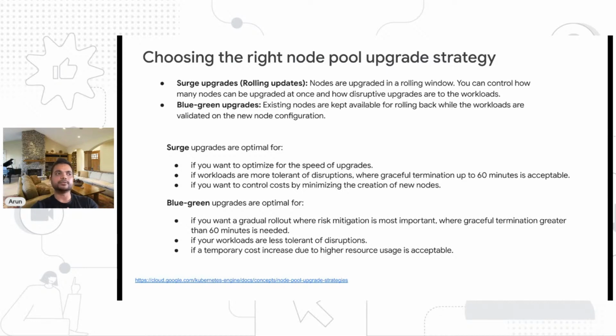And if your application can sustain a couple of minutes or a few percentage of pods to be down at a given point of time, then you can choose the surge upgrade. You also have a way to tune these updates. I'll talk about that in coming slides. So, just a few recommendations if you want to optimize for speed of upgrades.